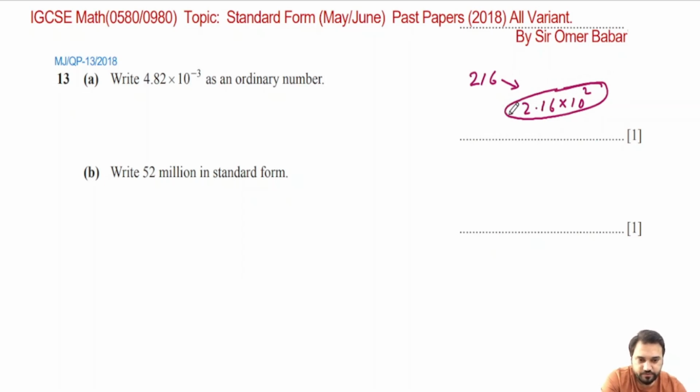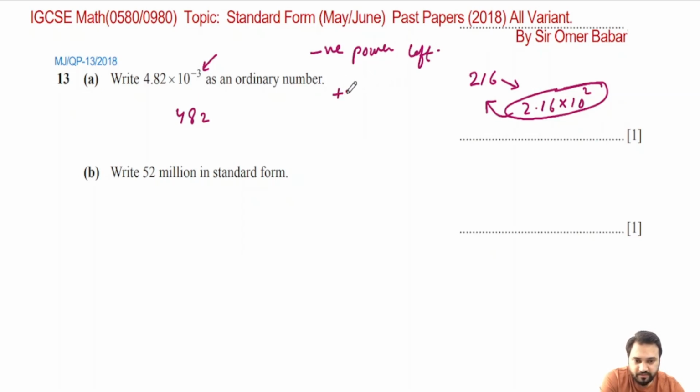It means we have to move back. So moving backward means we want to convert this standard form into ordinary notation. So I'm going to write 482. Just skip the decimal right now. 10 raised to power -3. Look at the power. The power is negative. If we have the negative power of 10, negative power of 10 means moving to the left side.